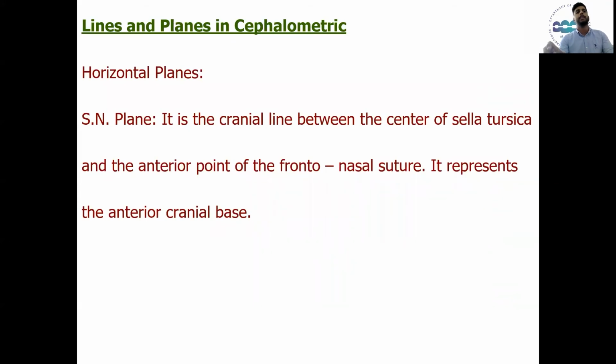So coming to the lines and planes in cephalometrics, there are horizontal and vertical planes. Coming to the horizontal planes, the first one is the SN plane. It is the cranial line between the center of the sella turcica and the anterior part of the frontonasal suture. It represents the anterior cranial base, sella to nasion, that is the SN plane.